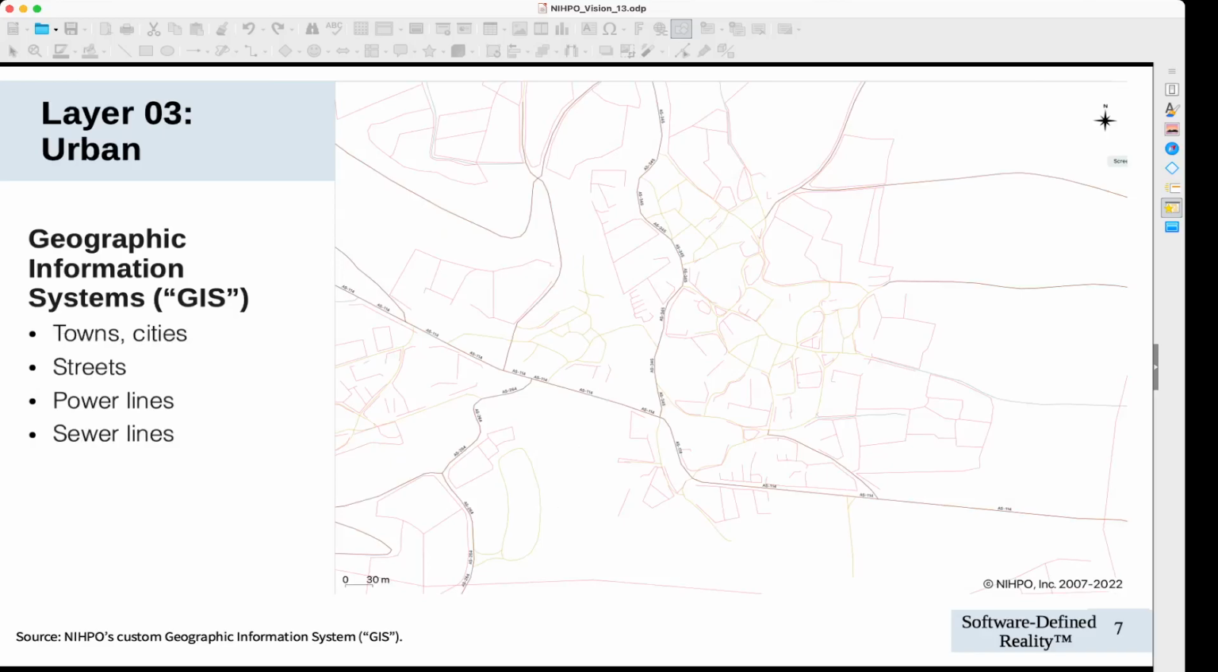The third layer is the urban layer. And here we look at towns, cities, streets, and also power lines, sewer lines, what's on the ground built by humans that creates this livable infrastructure in the urban environment.